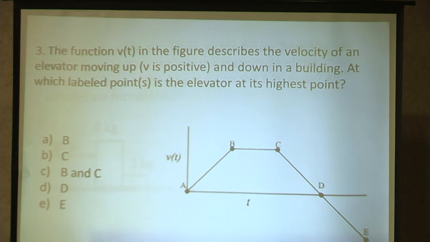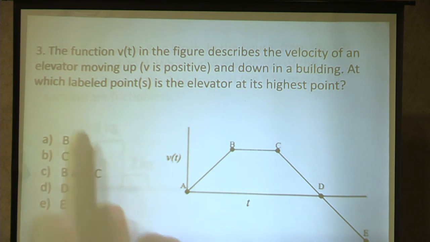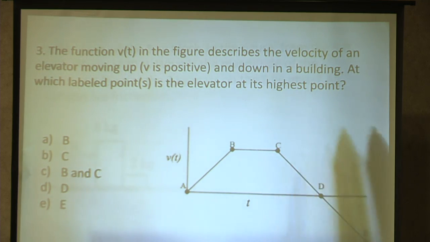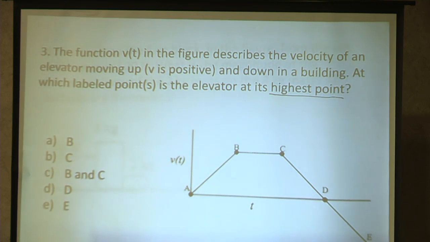So we have a function v of t in the figure. It describes the velocity of an elevator moving up and down in a building. At which labeled point is the elevator at its highest point? Let's think about this. How does position relate to velocity? Velocity is the first derivative of position, so it's the change in x over the change in time.